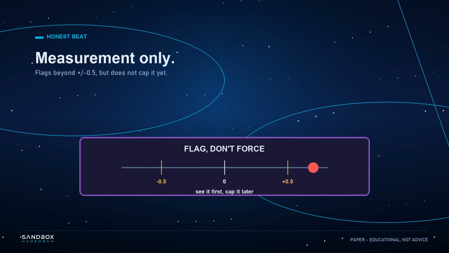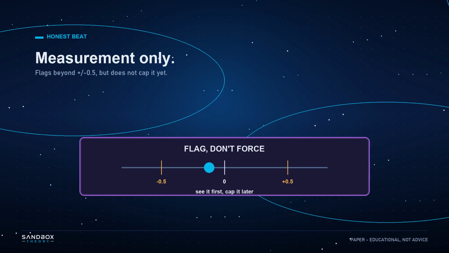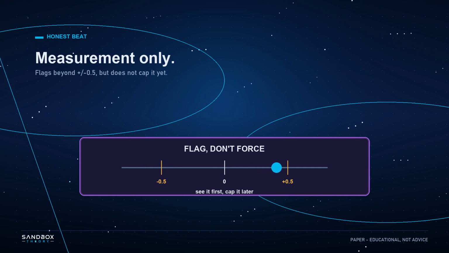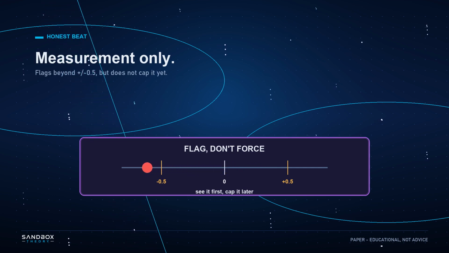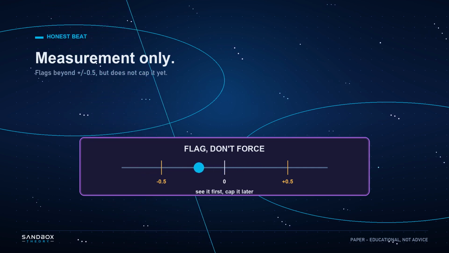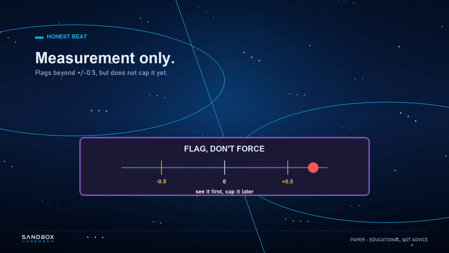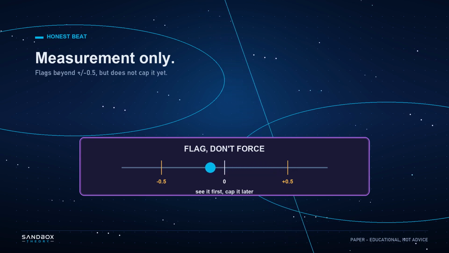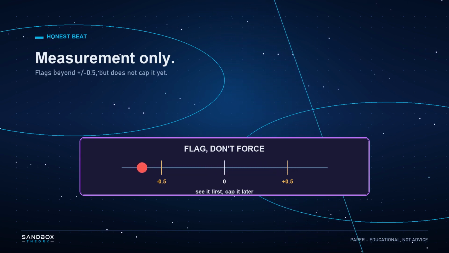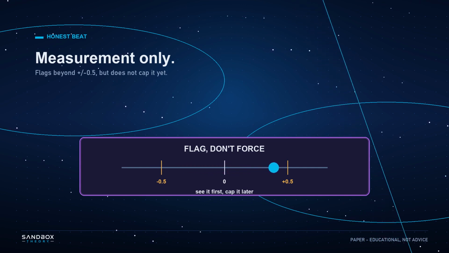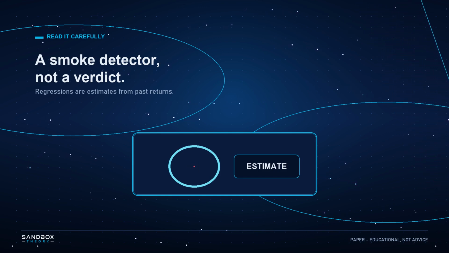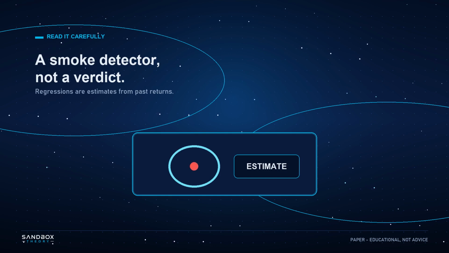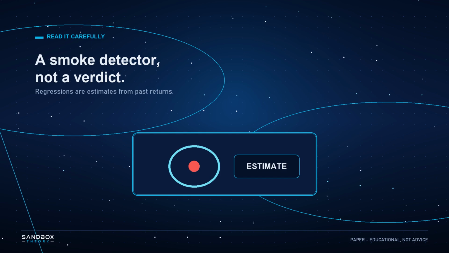Turning a measurement into a hard sizing cap, where the system forces the book to stay within factor limits, is a real, separate step, and I want to earn it. I want to watch these flags for a while, see whether they're stable or noisy, understand how often they fire, and whether they'd have helped, before I hand the system power to override my sizing. Automating a bad measurement just lets you be wrong faster. So, see it first, cap it later. On purpose. The regressions themselves are estimates too. They're computed from a window of past returns, and tilts move over time. So I read them as a smoke detector, not a verdict.